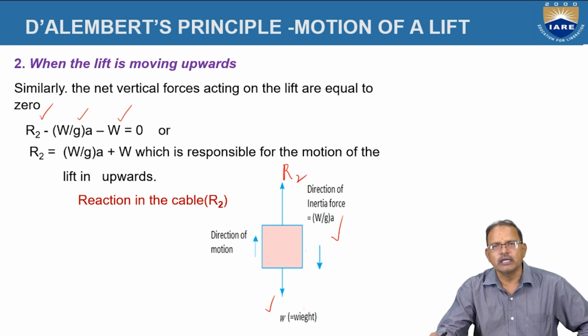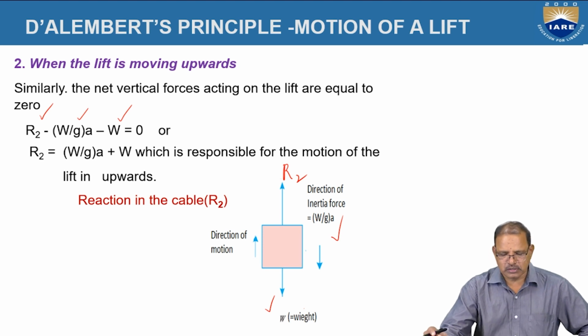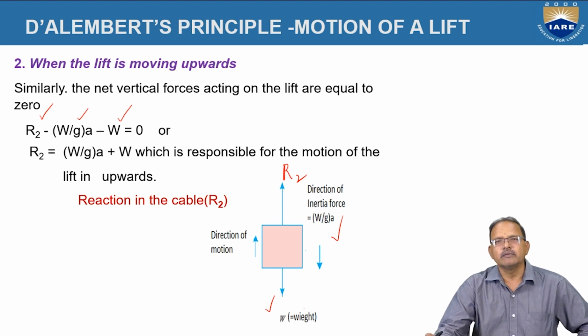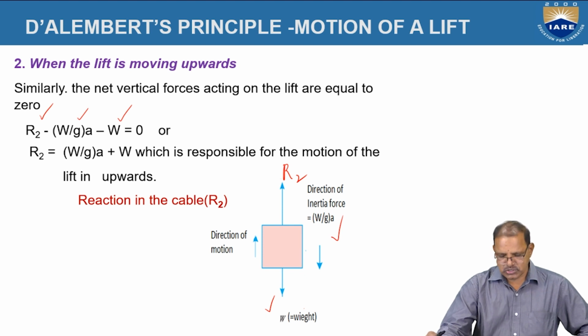This is called dynamic equilibrium because the body is moving, but the resultant force acting on the body is equal to 0. In other words, when a system of forces acts on the body, the body is always in equilibrium with the inertia force. So by using this relationship, we can determine the reactions within the string.